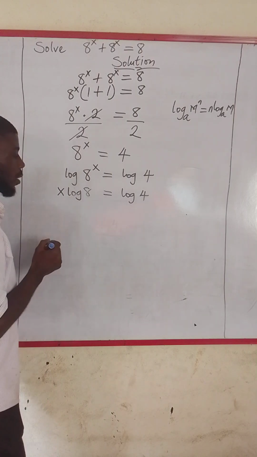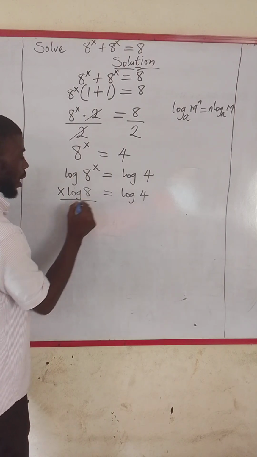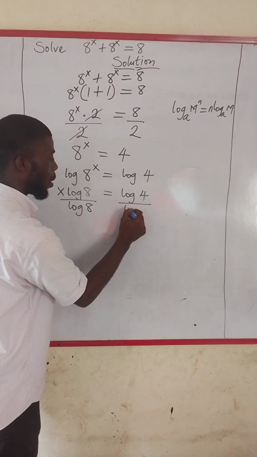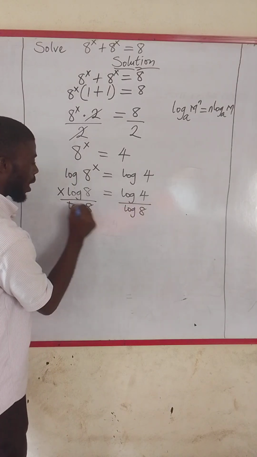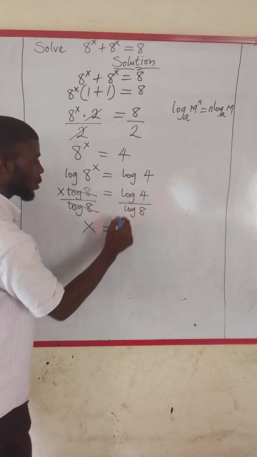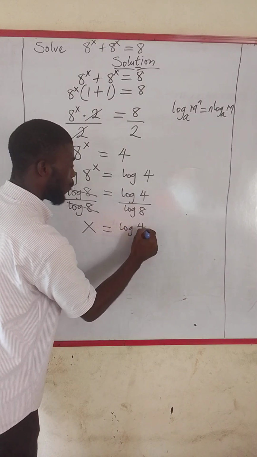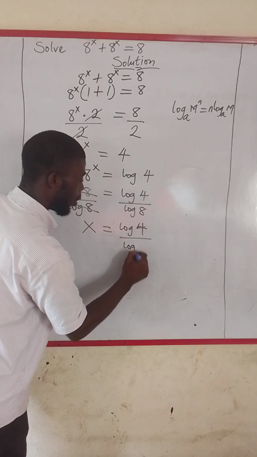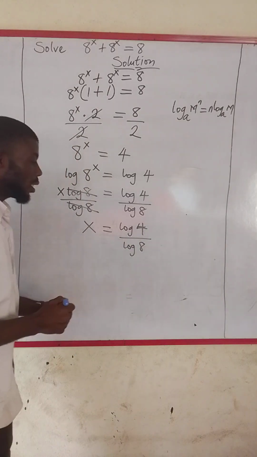If I divide both sides by log 8, I will also divide the right hand side by log 8. Log 8 will cancel log 8. I will be having that x is equal to log 4 over log 8.